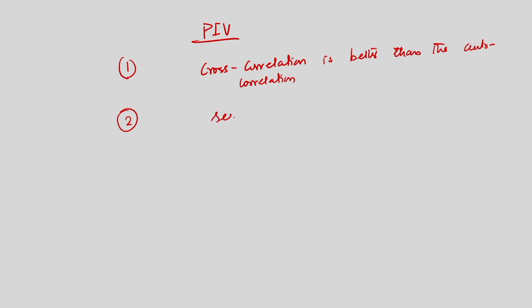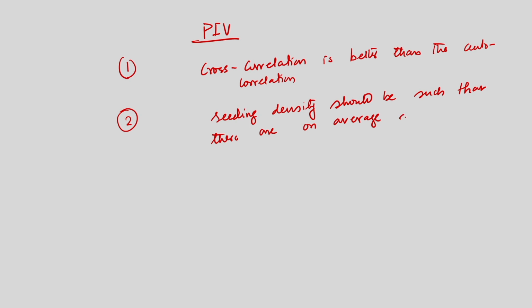Number 2, the seeding density should be such that there are, on average, at least 5 seeding particles per interrogation area for cross correlation.